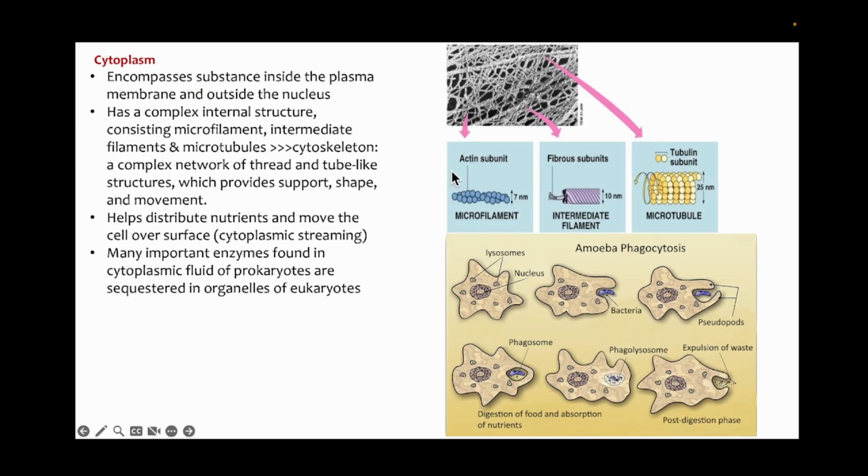So in the cytoplasm, you have skeletal tissues, okay, consisting of microfilaments, then intermediate filaments, and microtubules. You can look at the diameter differences. This is thin, this is thicker, and this is the thickest, the microtubule. All of these play a role in providing support, shape, and movement. Okay, so this is the function of the microfilaments, intermediate filaments, and microtubules.